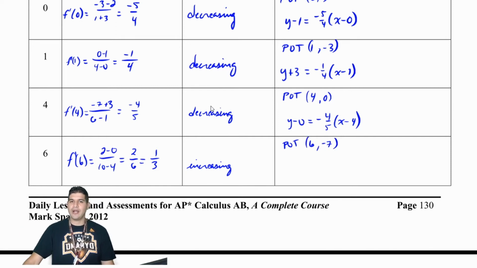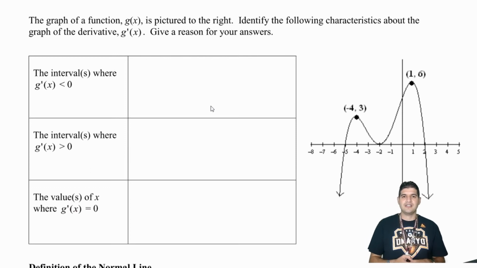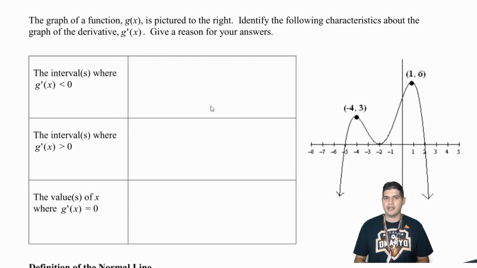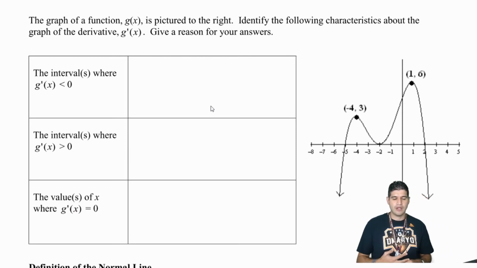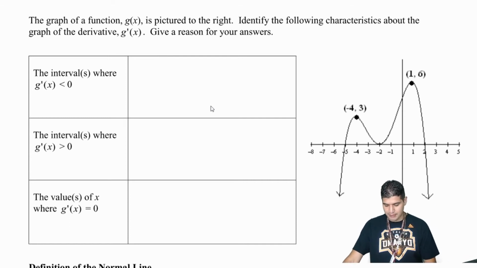So the equation of the tangent line is going to be y plus 7 equals 1/3, my slope, x minus 6. Well, now let's continue to build on our idea of increasing and decreasing function from graphs. In this case, I want to find the intervals where g prime of x is less than 0. So right here, I have g of x.